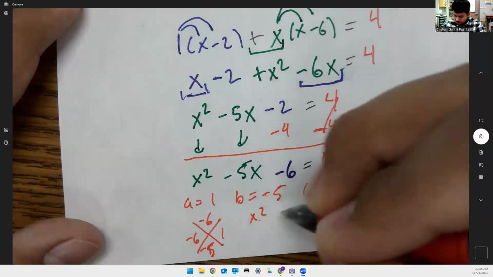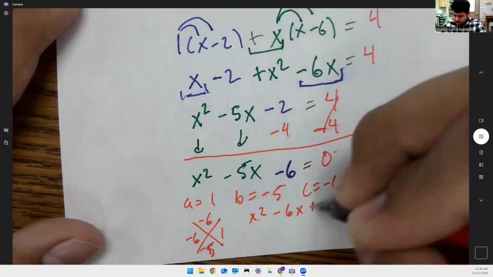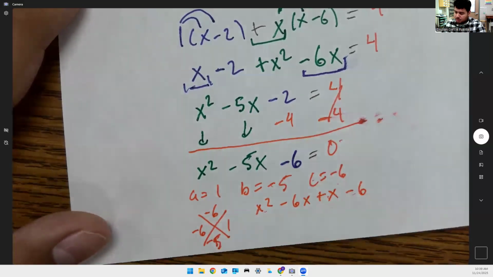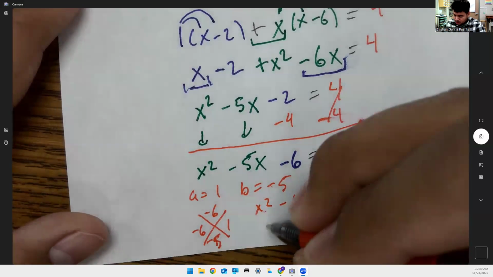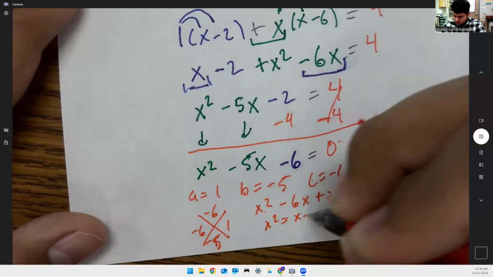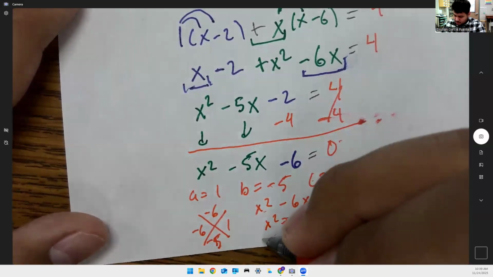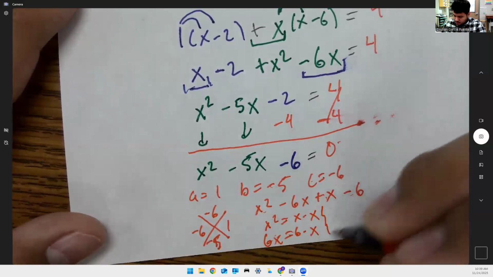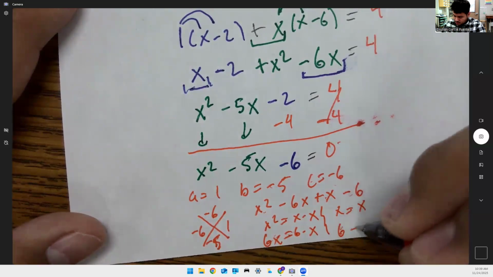So you'll have x squared minus 6x plus x minus 6. And now you just do your grouping. So how many x's are in x squared? There's 2. And then negative 6x, I mean, is just 6 times x. And then your x is just x, and your 6 is just 6.